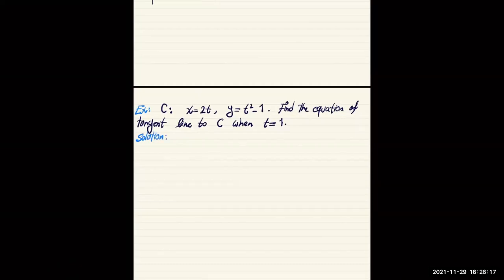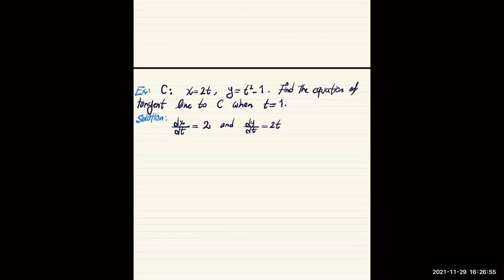The slope of the tangent line is dy/dx. Again, dy/dt doesn't give you the slope of the tangent line. That's the change in y with respect to t, not the change in y with respect to x. So what you want to do here is first calculate dx/dt, which is equal to 2, and dy/dt, which is 2t. Again, if you want to use the dot notation, you're more than welcome.